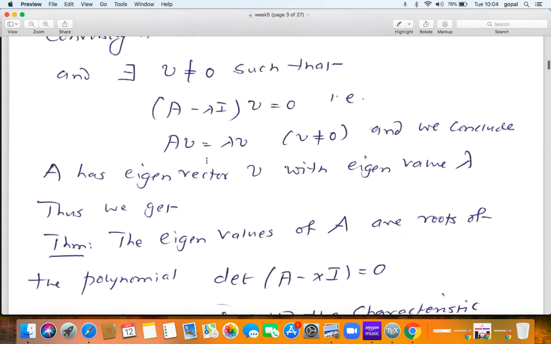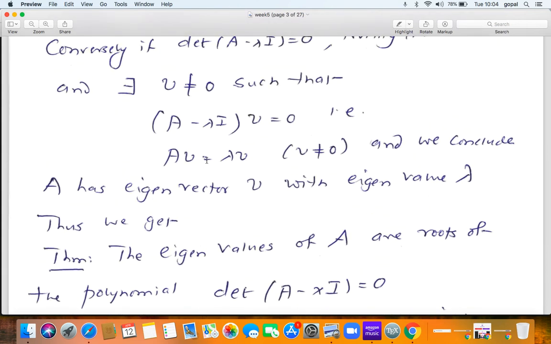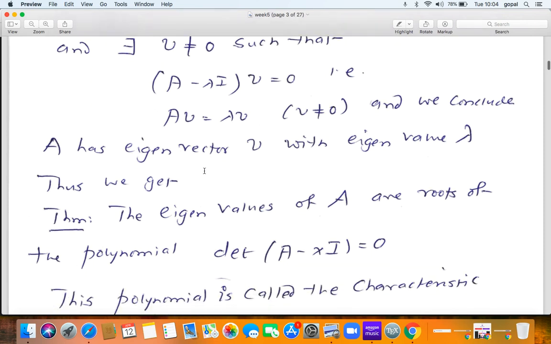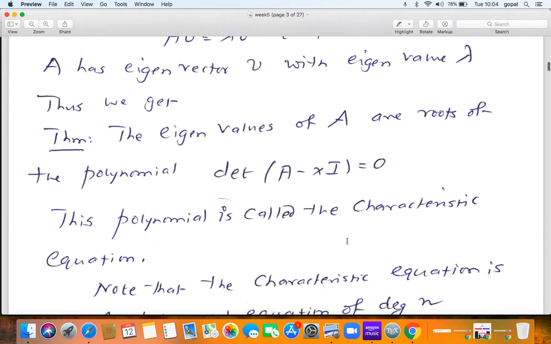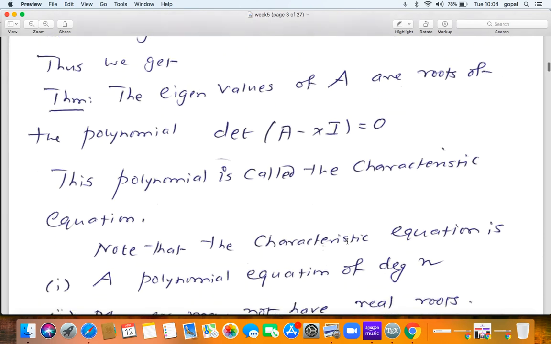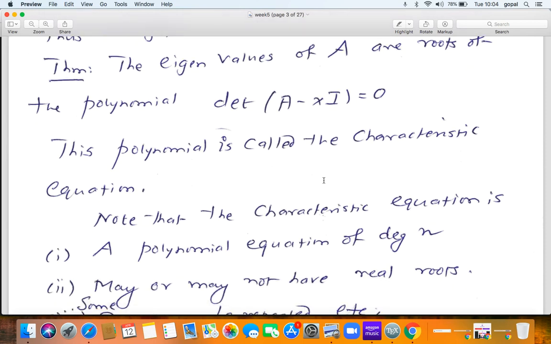Let us summarize these observations in the form of a theorem. The eigenvalues of a matrix are precisely the roots of the polynomial determinant of (A minus xI) equal to 0. Now you may write determinant of A minus xI, or determinant of xI minus A, it doesn't matter because the right hand side is 0. Often we are going to write determinant of xI minus A. This polynomial is called the characteristic polynomial, and this equation is called the characteristic equation of the matrix. Note that the characteristic equation is a polynomial equation. What is the degree of this polynomial equation?